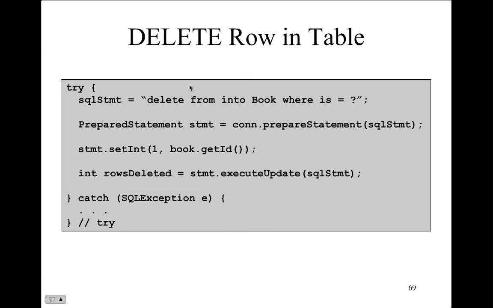So, deleting a row here, it's the same kind of concept where we've got an execute update, and we are deleting the 1 for the get ID, so that's correct.